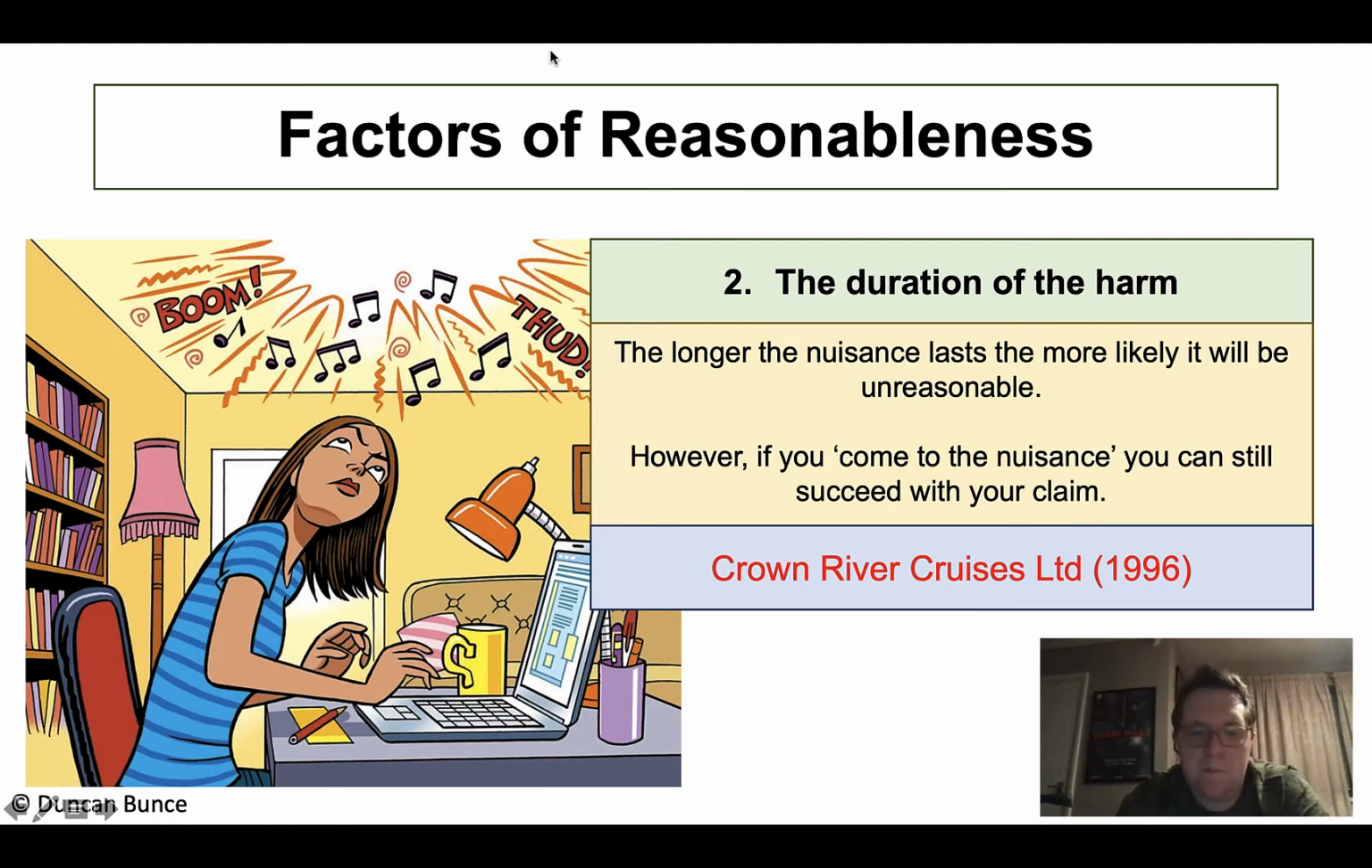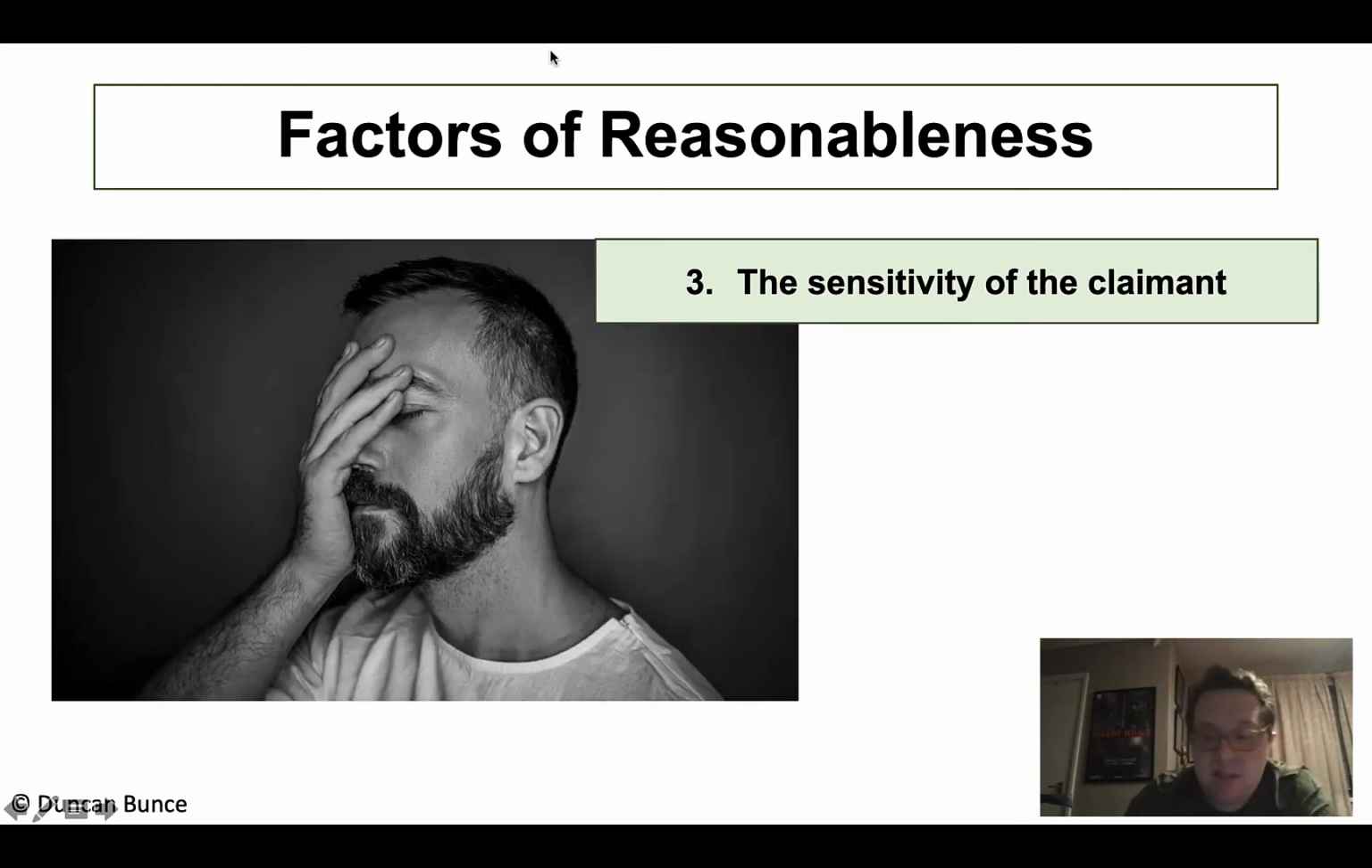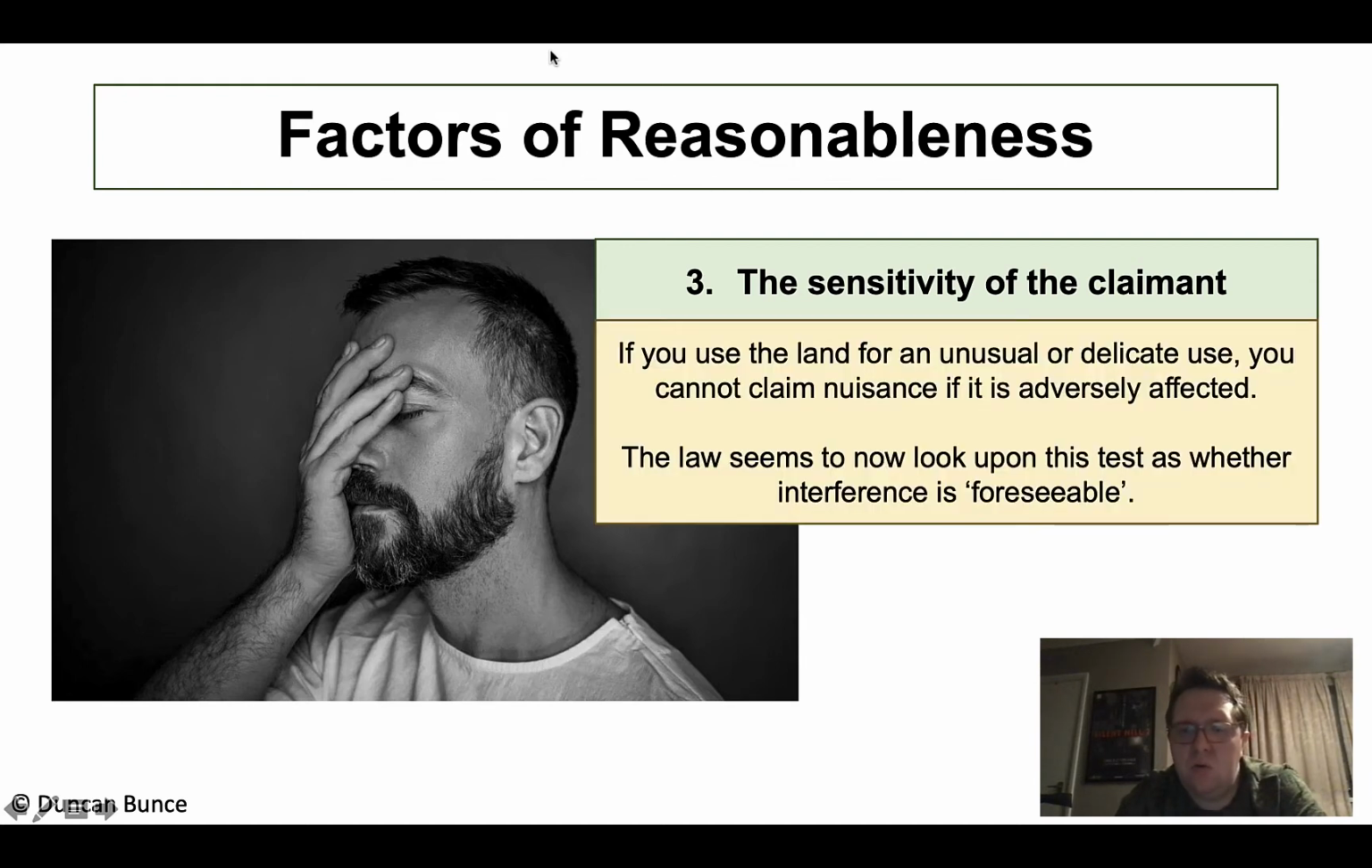I think that's a really useful bit to add into your answer. Number 3, the sensitivity of the claimant. I think in the law it used to mean something different earlier on, but now the courts simply are looking at this as a test of foreseeability. So would the defendant's interference with the claimant's enjoyment of their land, the nuisance that they're producing, is it foreseeable? And I think we've covered that in previous topics, so it's not something I'm going to touch on too much here.